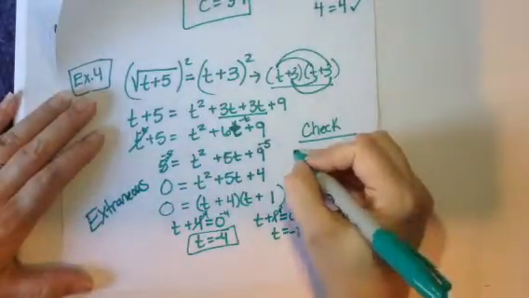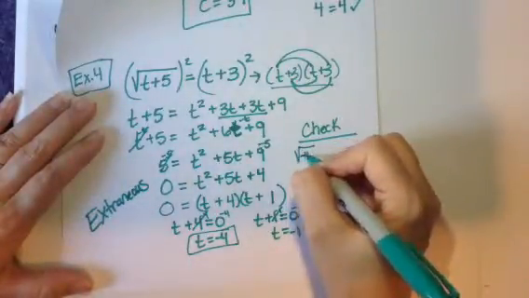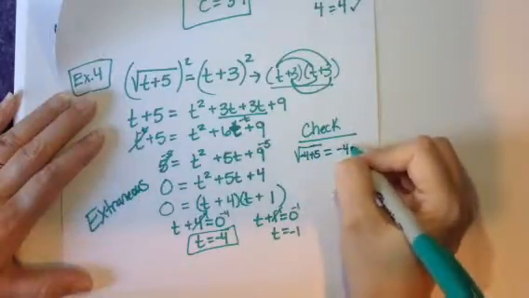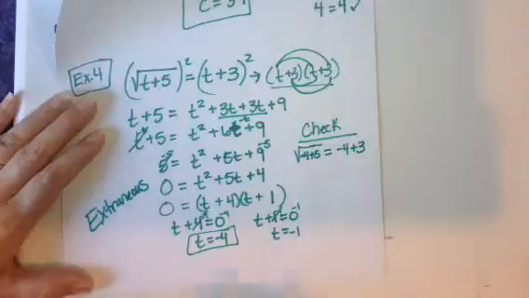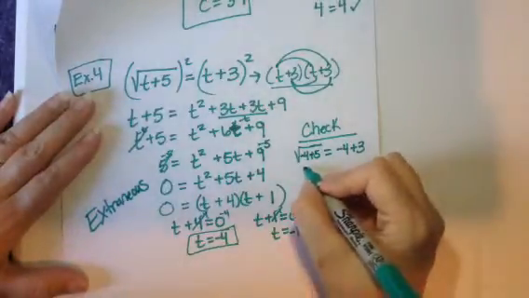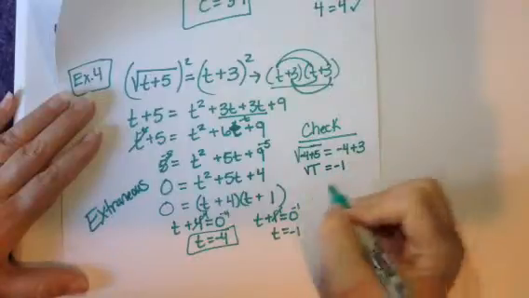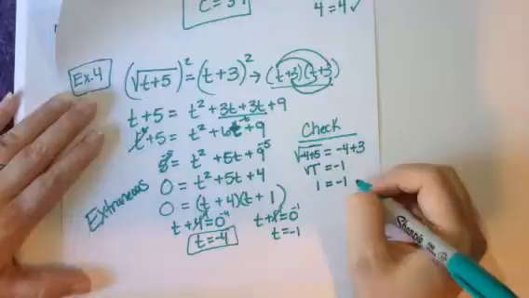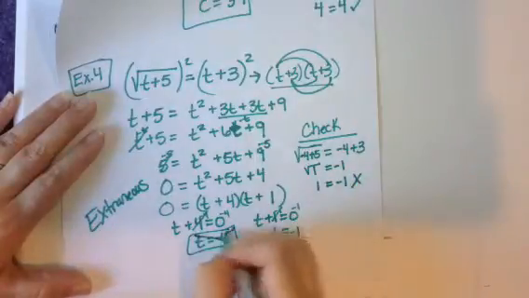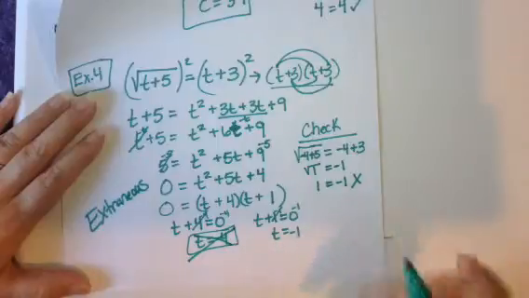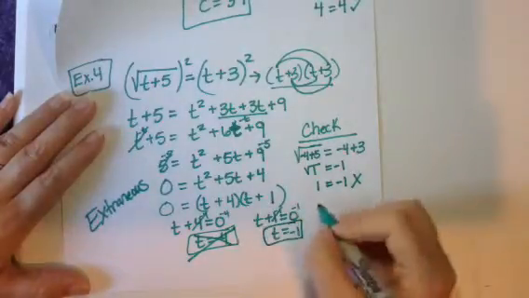So I'm going to plug in negative 4 for t, and I'm going to plug in negative 4 plus 3 over here. I'm plugging it into the original equation. This would be the square root of 1 equals negative 1. The square root of 1 is 1 equals negative 1. That's not possible. So this one is what we would call an extraneous solution. It did not work.